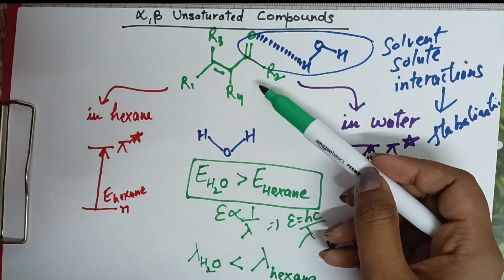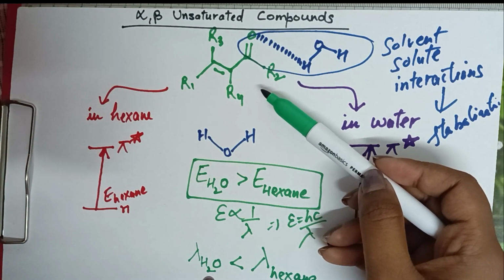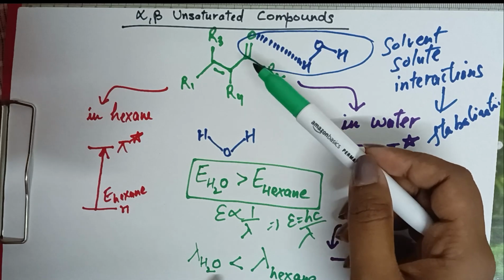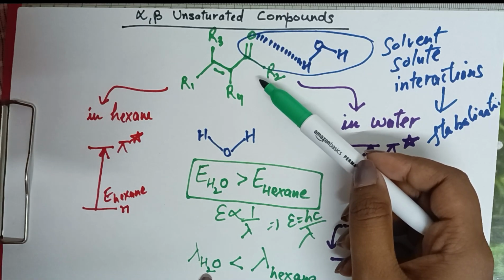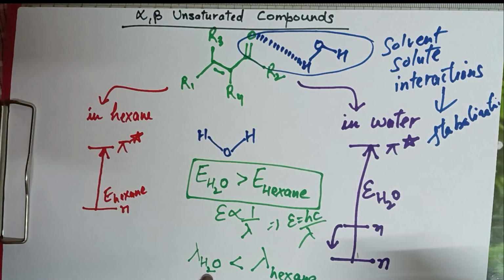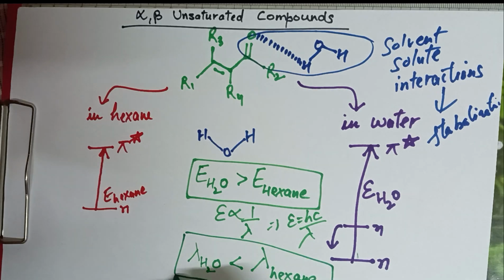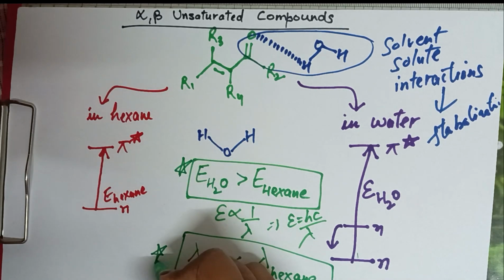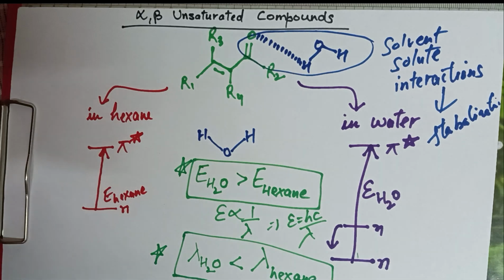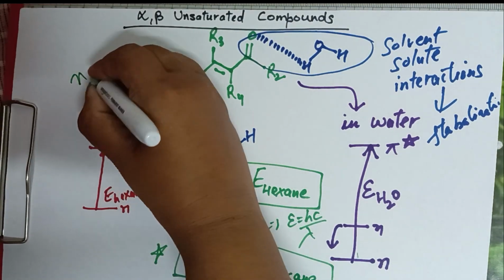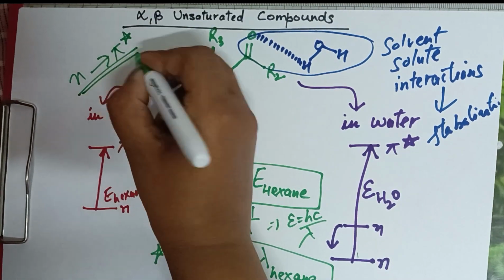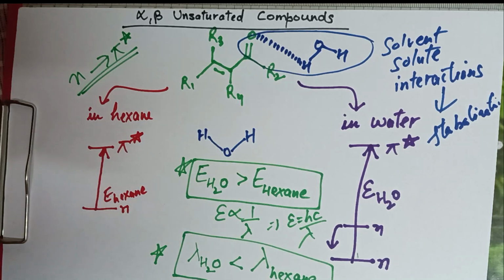So same solute, that is alpha beta unsaturated compound, when we take water as solvent, the wavelength, lambda max, will be less as compared to the wavelength when we take hexane as a solvent, right? These two are important observations in case of n to pi star transition in these types of compounds. This was all about the n to pi star transitions. Now we will look at the pi to pi star transitions.